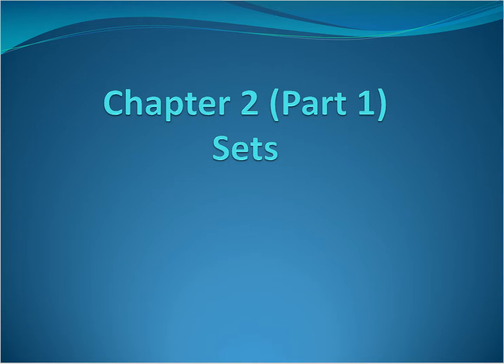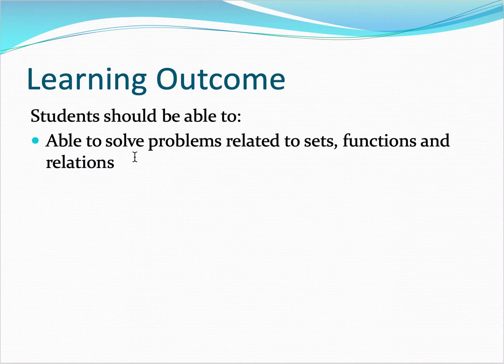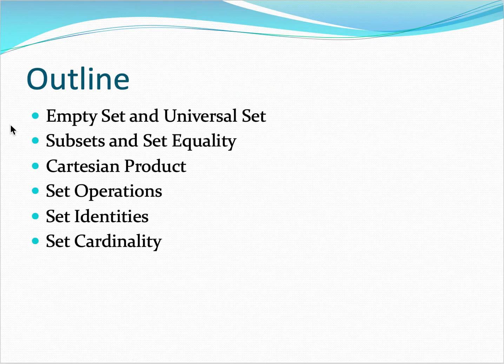So now we will proceed to our next part of chapter 2, part 1b. We are still in the chapter on sets. The learning outcome is that you must be able to solve problems related to sets and functions. These are the outlines: we will have a look at equality, proper subset, set cardinality, power set, tuples, and also Cartesian product. Alright, so let's start.